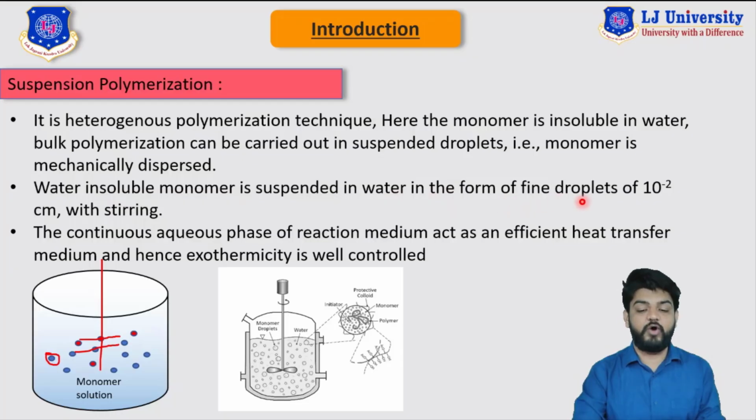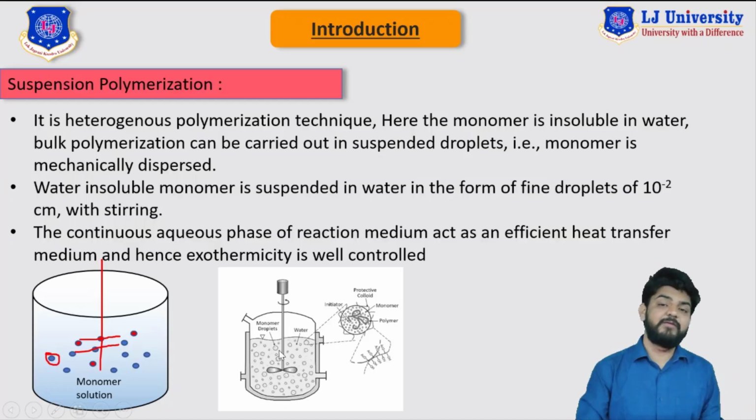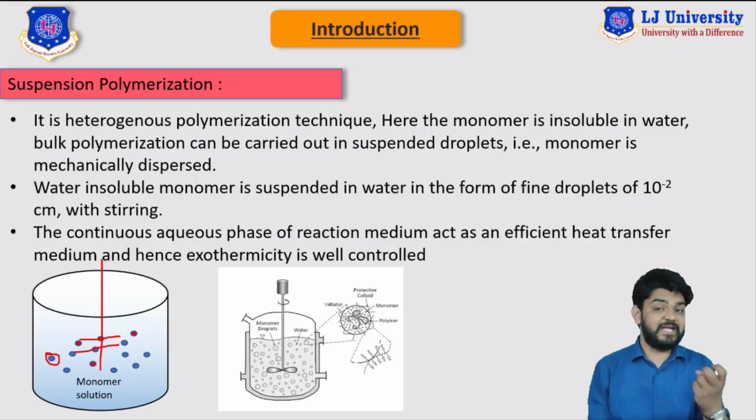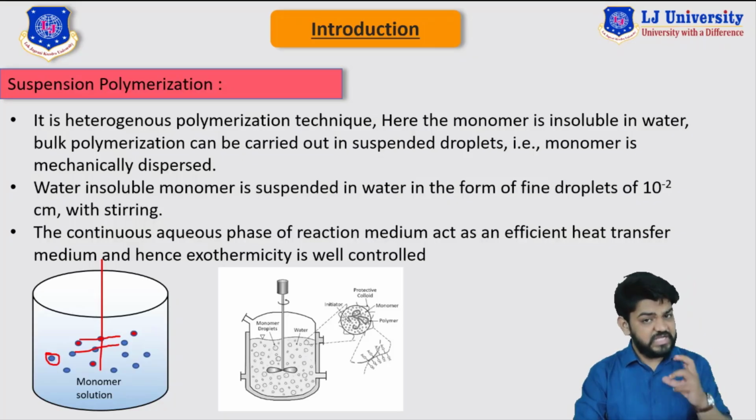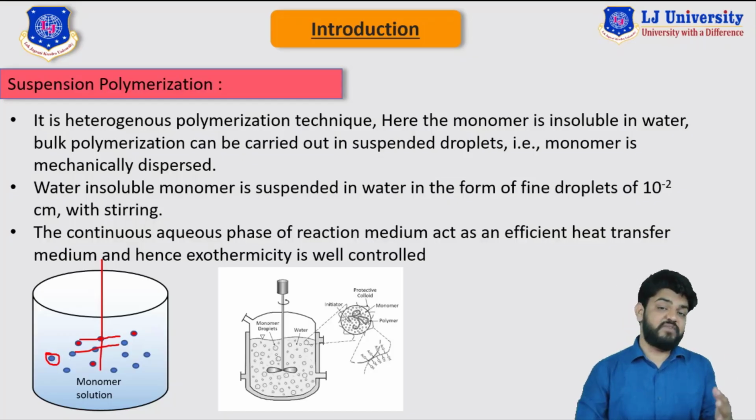So now the water insoluble monomer, which we are initially taking, is suspended in water in the form of fine droplets of 10 raised to minus 2 centimeter. You can see these droplets have a diameter of 10 raised to minus 2 centimeter, and they are very much insoluble in water. This is why they create droplets and are in suspension form. So now with this stirring, the polymerization reaction will take place.